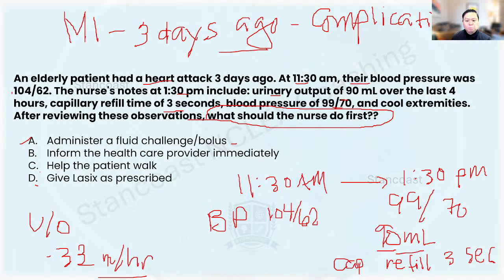Well, a bolus in this scenario probably will not be helpful, okay? It might be considered if we are just thinking about the urine output that is low. However, because the patient had an MI 3 days ago, the bolus can increase the workload of the heart. It can increase the workload of the heart. It will overwhelm the ventricle. It will not help.